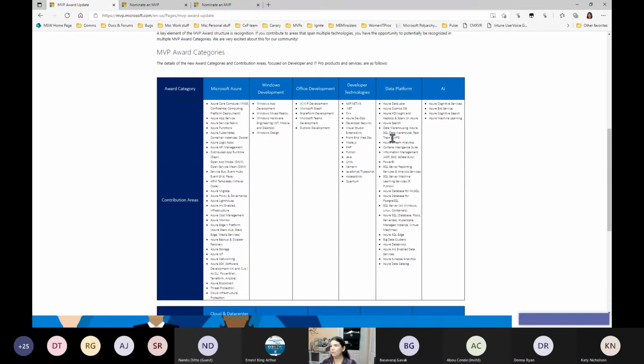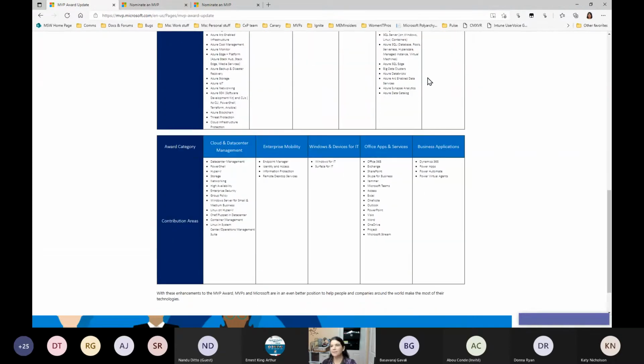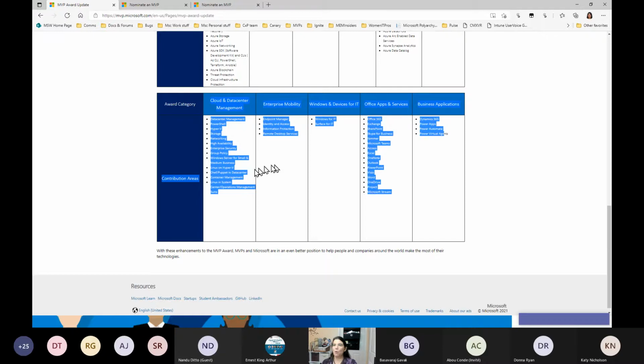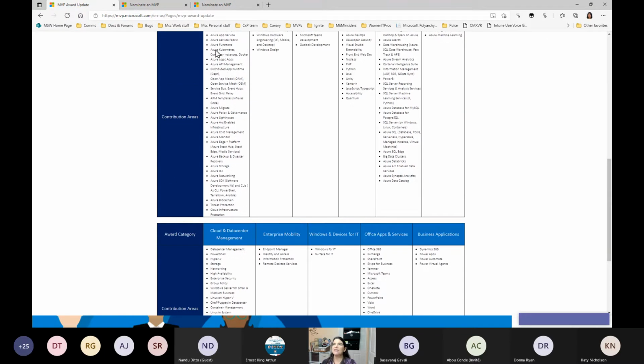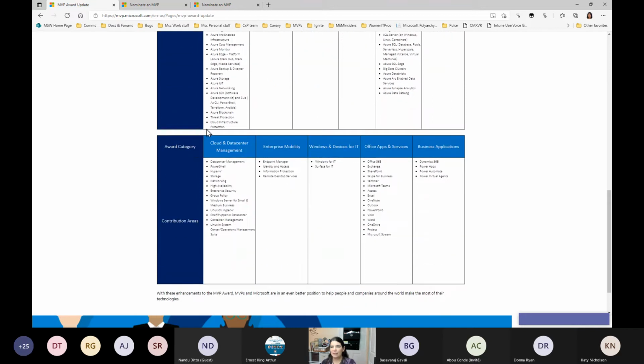Data platform, so all things SQL, all the Azure SQL, and then AI, definitely an up-and-coming kind of an area over here. This again would gear a little bit more towards some of the dev pieces. And then this is really where I consider a bit more of the IT pro, as they've kind of broken out. Now, obviously, there's a lot of IT pro kind of mixed into the Azure space. It really spans a lot.